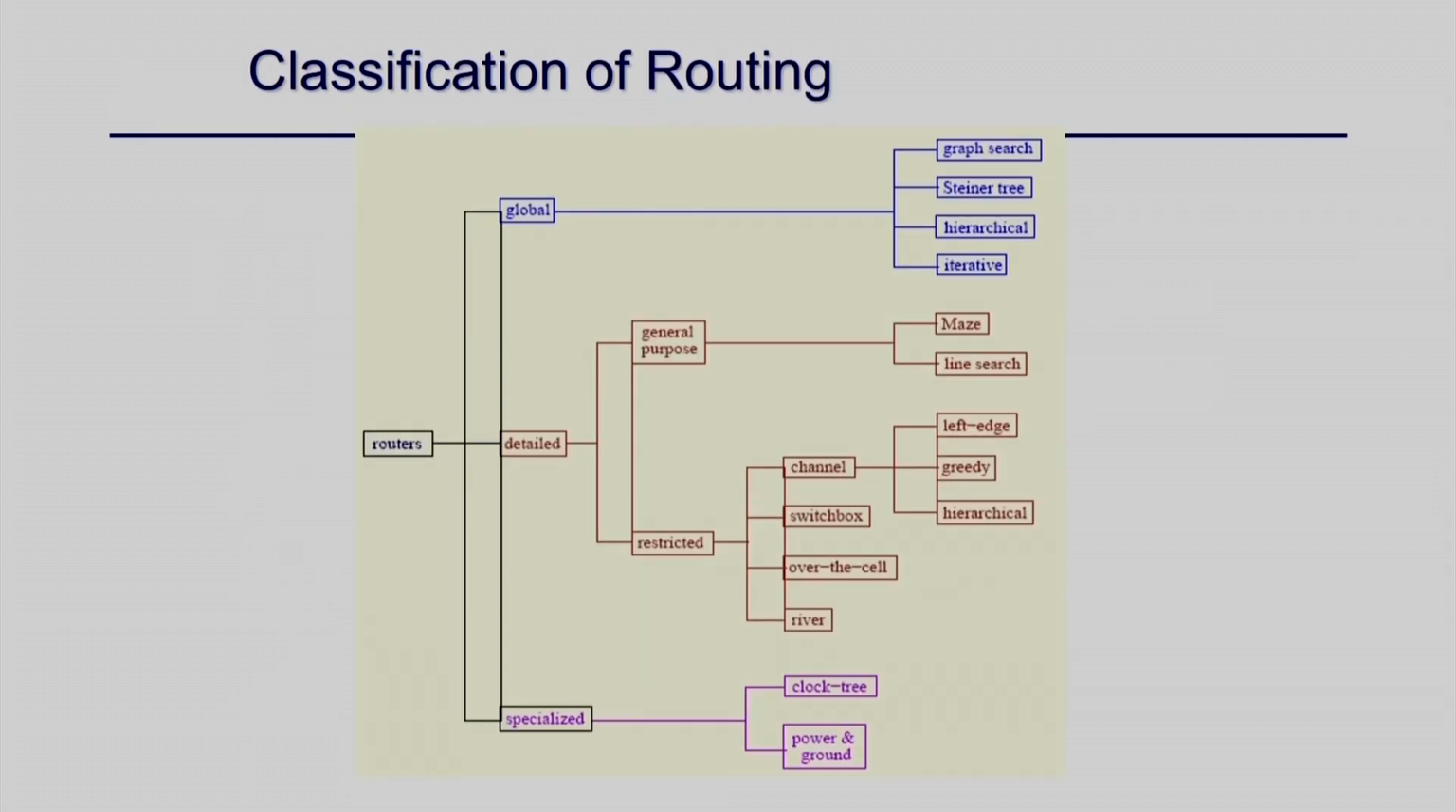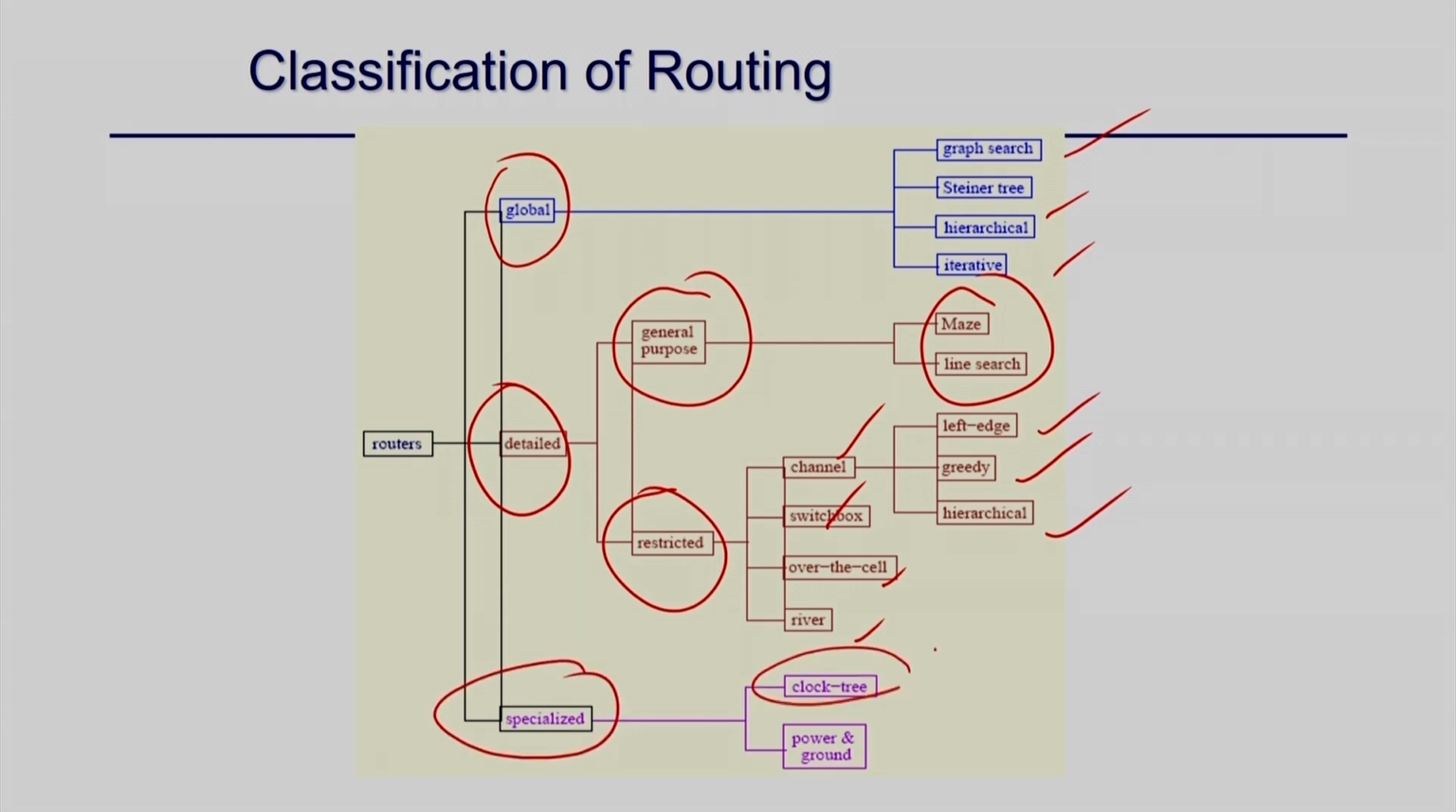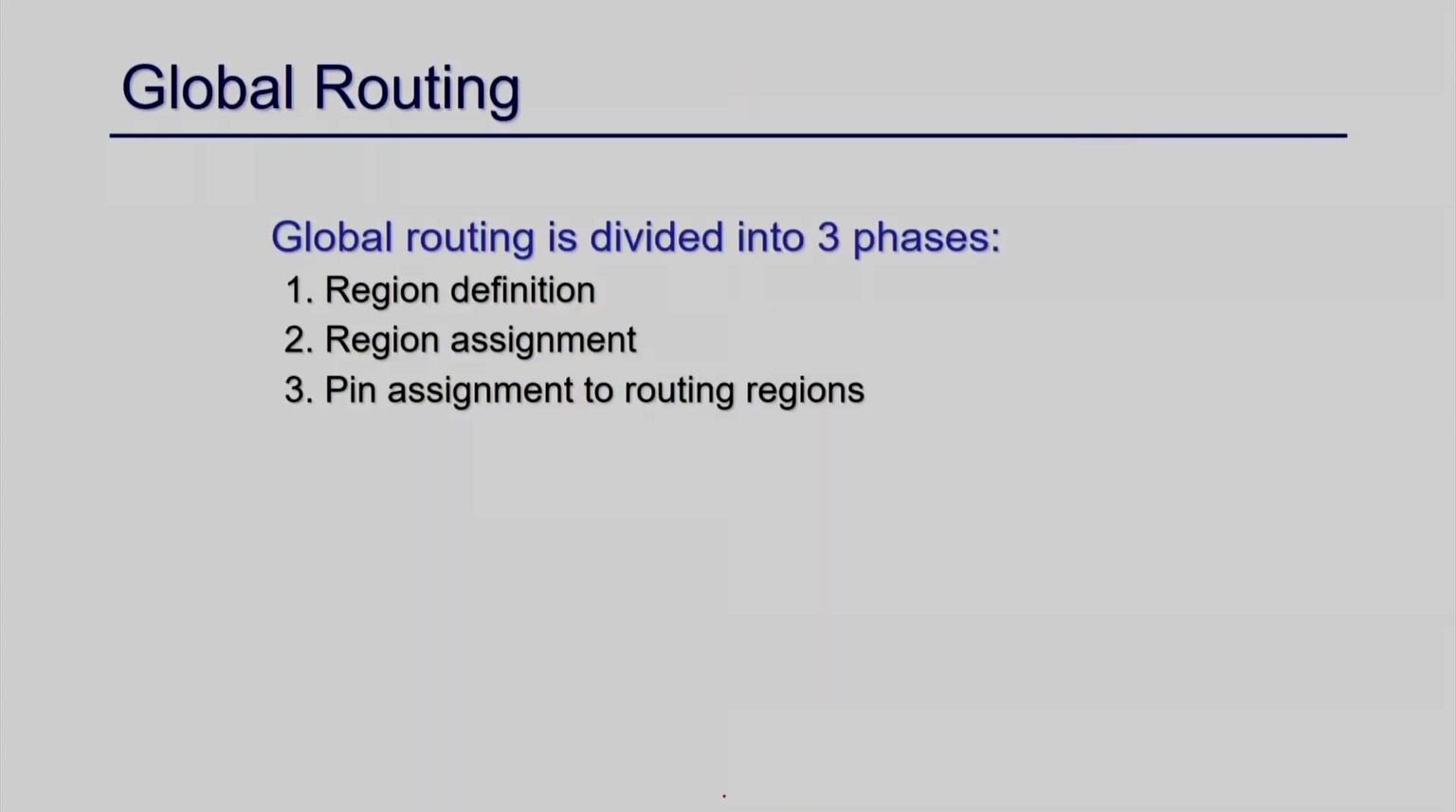In routing, as I mentioned, the primary steps are global routing and then detailed routing. Global routing has different kinds of approaches. In detailed routing also, for general purpose in a smaller case, we usually have mesh routing or line search. In a restricted one I can have channel routing, switch box, over the cell and river routing, and so on. For channel routing we usually apply the left edge algorithm, greedy algorithm or hierarchical algorithm. I am not going into the detail of them. And there are specialized ones like routing the clock or the power rail of your circuit. Now I will define the global routing problem.